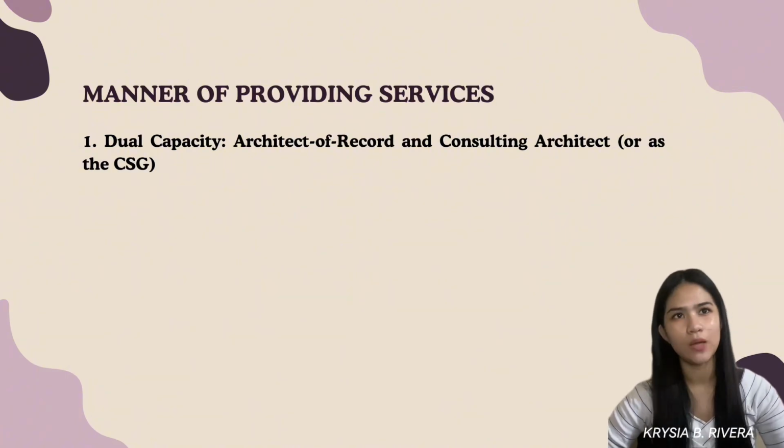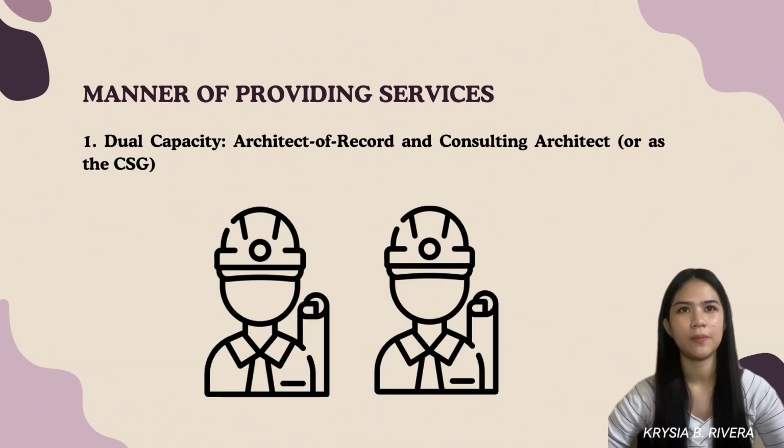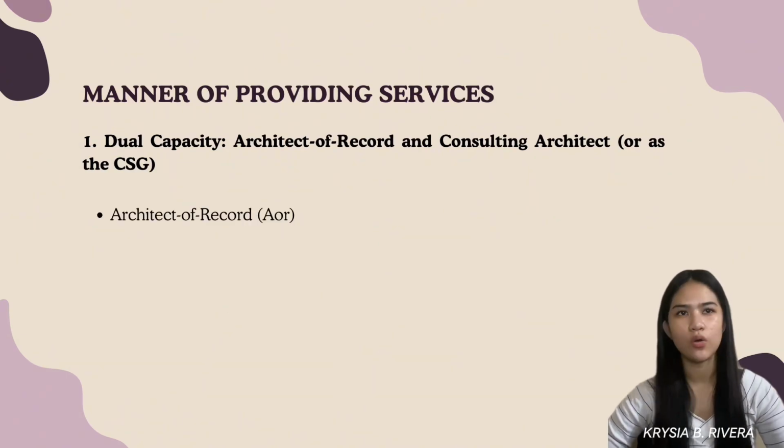Imagine our architect Maya wearing 2 hard hats, one labeled architect of record and the other consulting architect. So here is how it plays. The architect of record, or AOR, Maya, is the primary architect responsible for the project's overall design. She creates the architectural plans, collaborates with the specialist consultants, and ensures that her vision aligns with the owner's requirements.